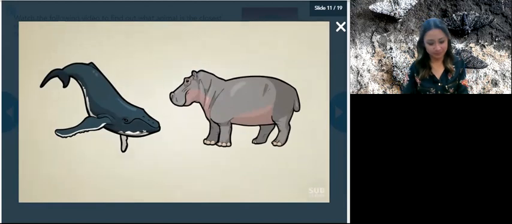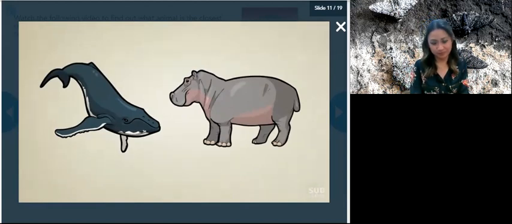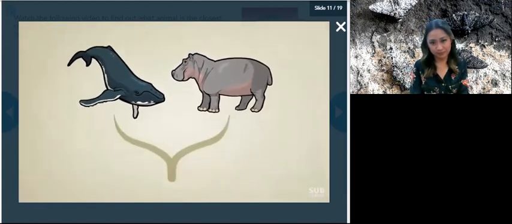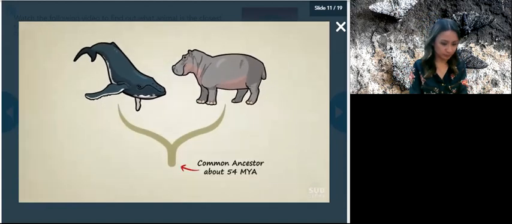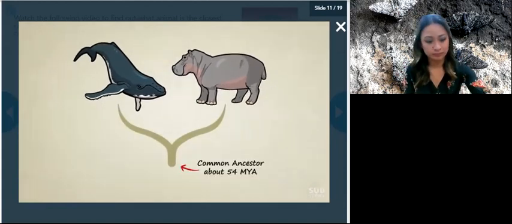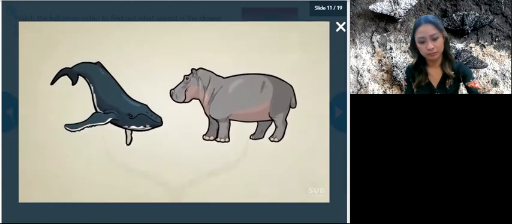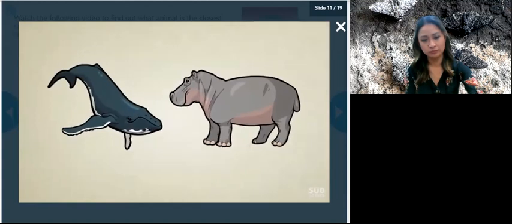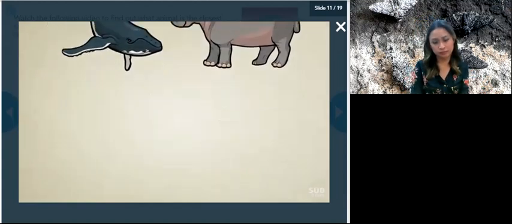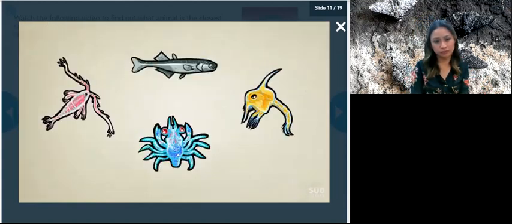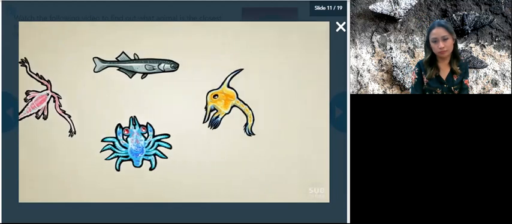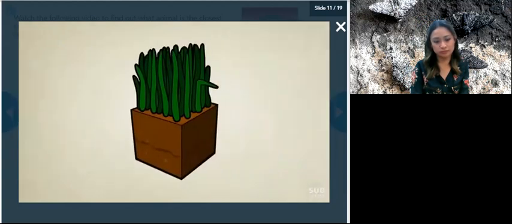This does not mean that whales evolved from hippos, but if this genetic finding is correct, whales and hippos both evolved from a common ancestor that lived roughly 54 million years ago. At first, the link between whales and hippos surprised researchers because whales are mainly carnivores. They eat things like fish and small crustaceans. Hippos, on the other hand, are mostly vegetarian.